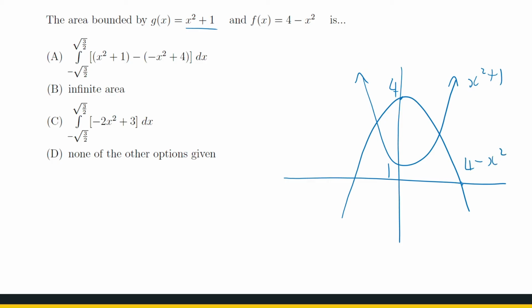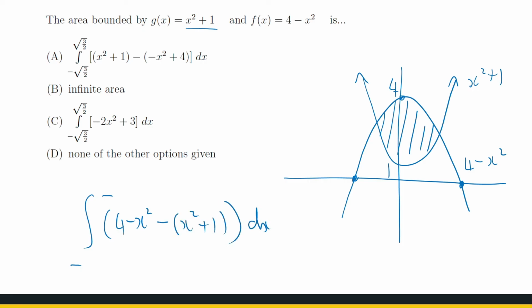Now I know that's minus 2 and 2, but it doesn't really matter because I want the area bounded, so I want that area. So that area bounded is going to be the integral from, I need to find those limits, of the top function, which is 4 minus x squared, minus the bottom function, which is x squared plus 1, dx. All right. So let's take a look.